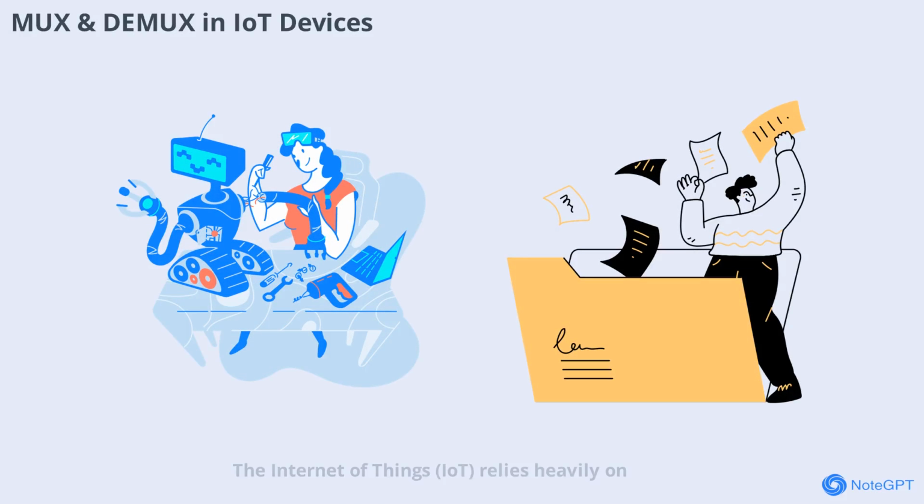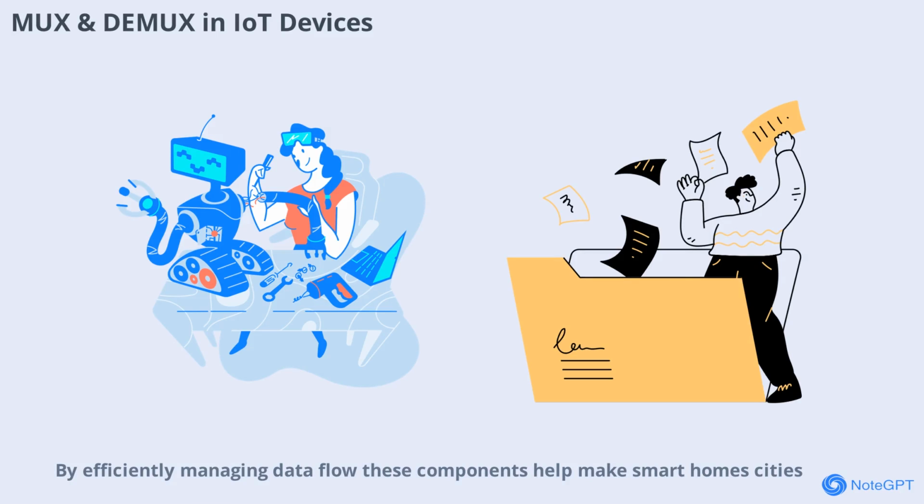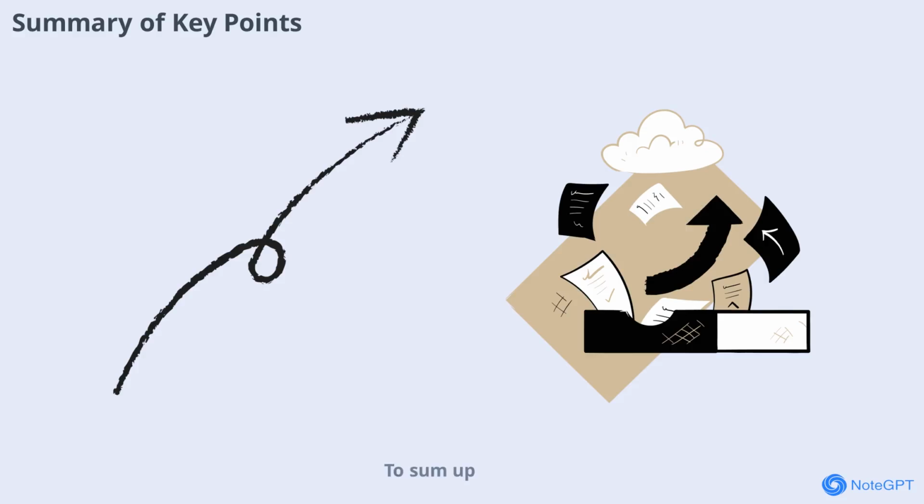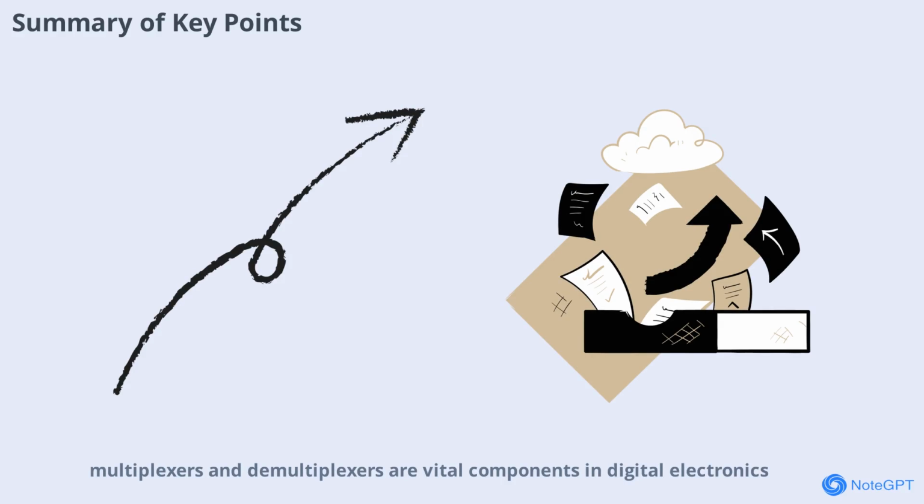The Internet of Things, IoT, relies heavily on multiplexers and demultiplexers to connect countless sensors and devices. By efficiently managing data flow, these components help make smart homes, cities, and industries possible, paving the way for a more connected world. To sum up, multiplexers and demultiplexers are vital components in digital electronics, enabling efficient data routing and distribution.